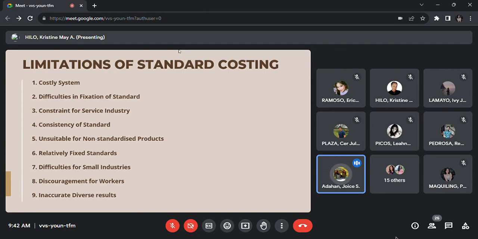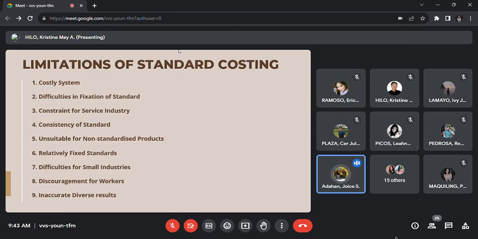Constraint for service industry: the theory of constraints says that every business system, regardless of the industry, has at least one limiting factor affecting optimal performance. Fourth is consistency of standard. Consistency of standard is a principle that identifies the need for language, icon symbolism, and all other recurring elements within user interfaces to remain the same across different tasks.